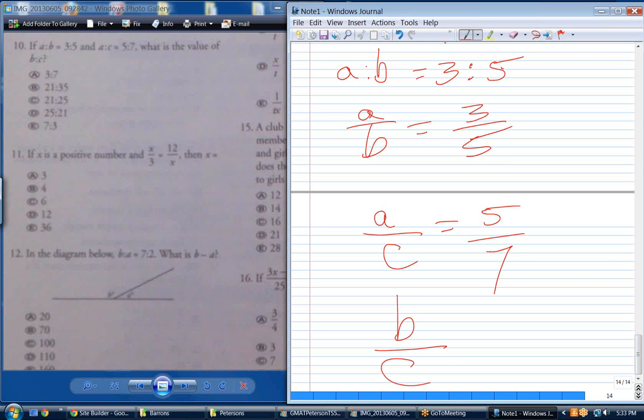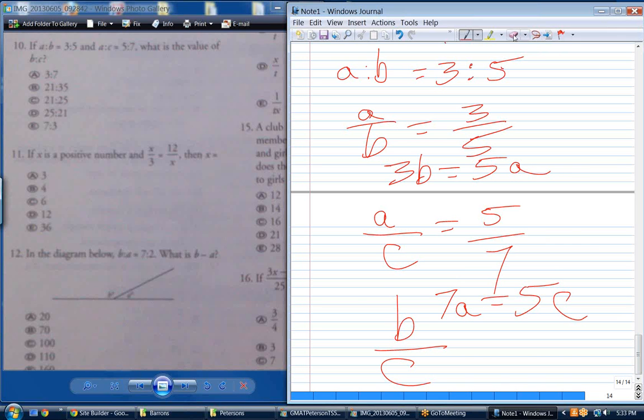Wouldn't you have to cross multiply first? Okay, let's cross multiply the first one. We get 3B equals 5A. And then the next one, you get 7A equals 5C. I would turn that around.